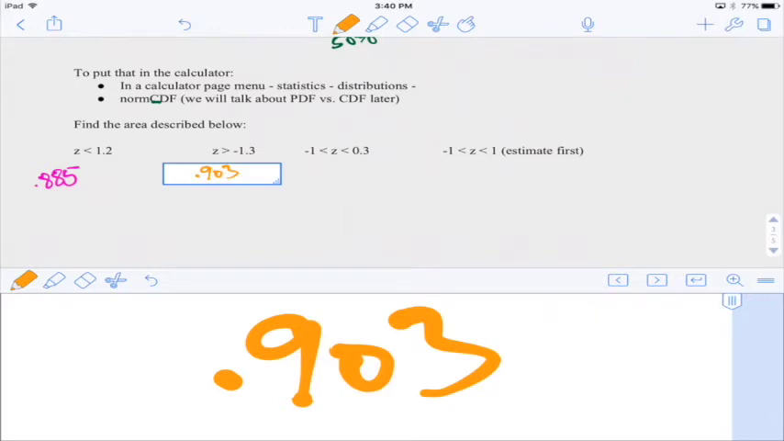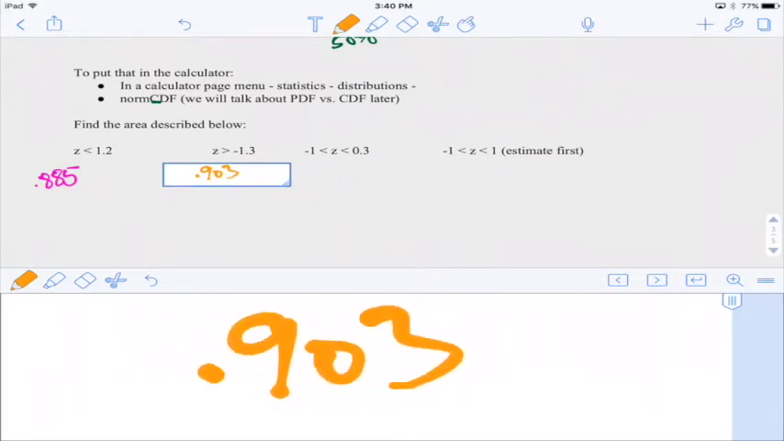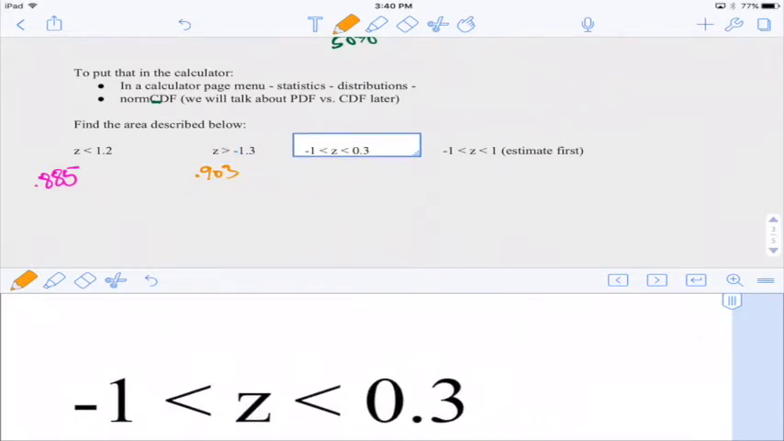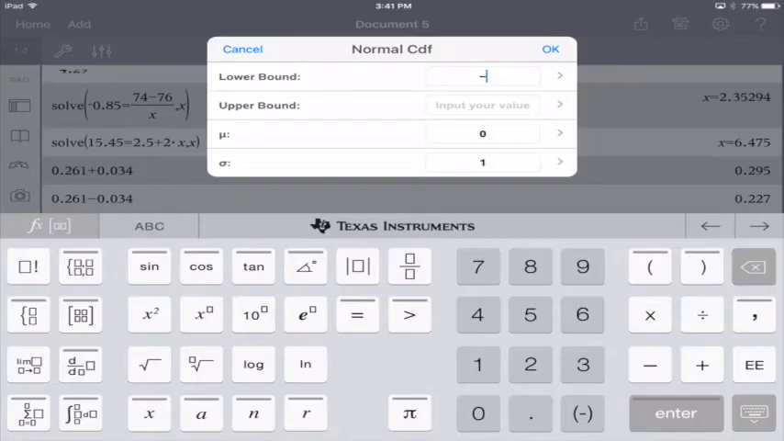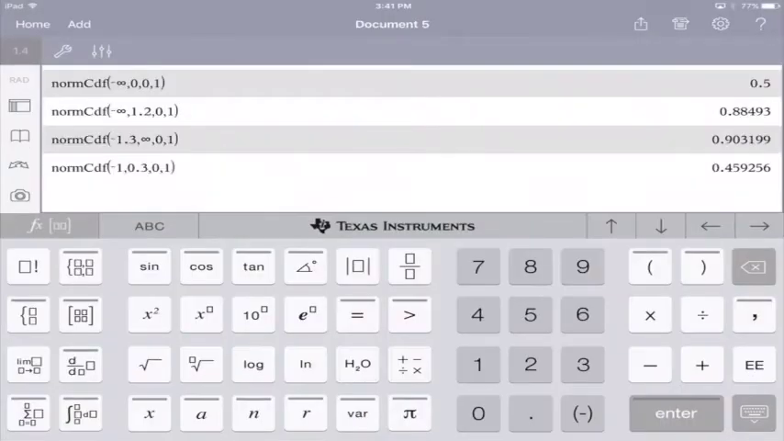Then we want to know the area between -1 and 0.3. So I'm going to draw it on my picture. So from -1 to 0.3. Again, doesn't have to be perfect, and I want this area in the middle. This is 0.3. 0.46.